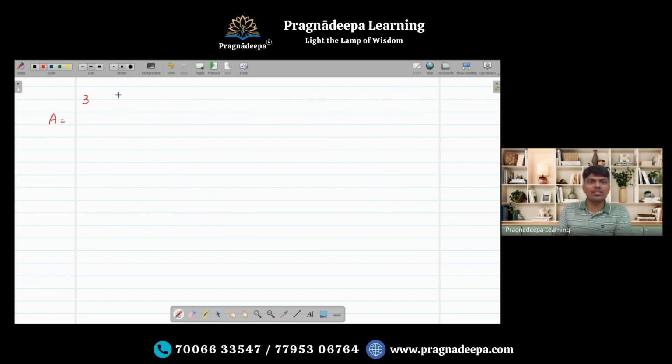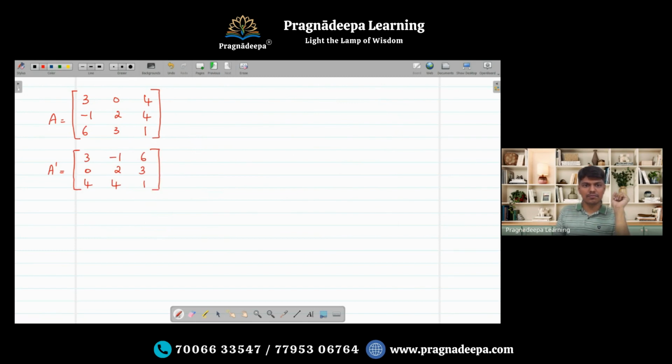Now the challenge is, suppose I have a matrix A which is neither symmetric nor skew symmetric. See, I'm writing randomly. What is the order of this matrix? 3 cross 3. It's not symmetric, correct? It is definitely not skew symmetric, because the principal diagonal elements are not 0. Now what to do? Let us calculate A dash. What is A dash, students? 3, minus 1, 6, 0, 2, 3 and 4, 4, 1. Correct? Understand the procedure. In step 1, I am finding the transpose of the matrix.